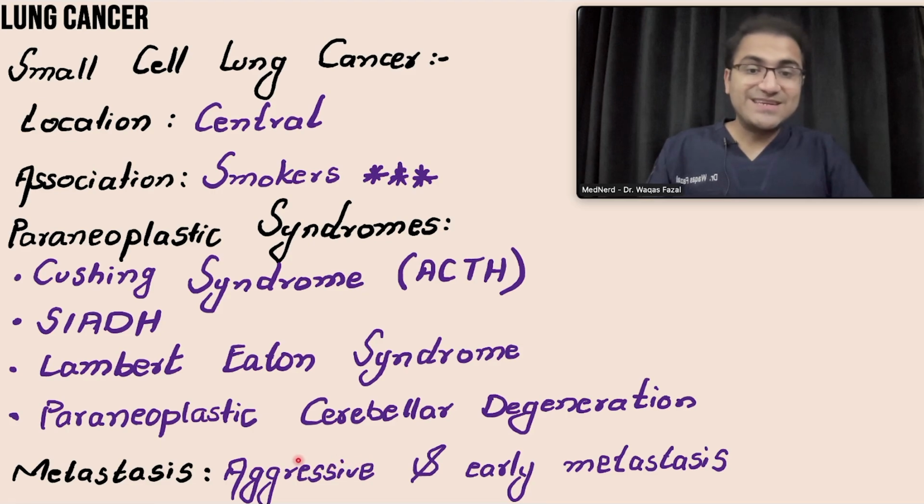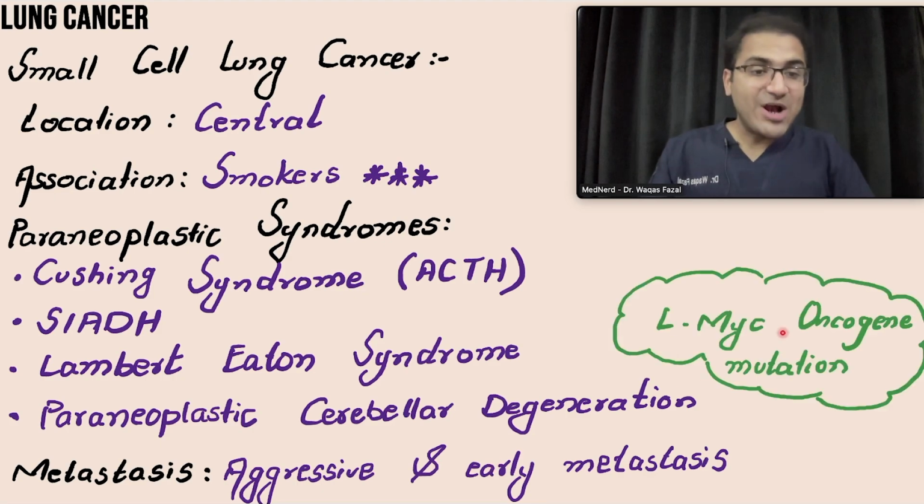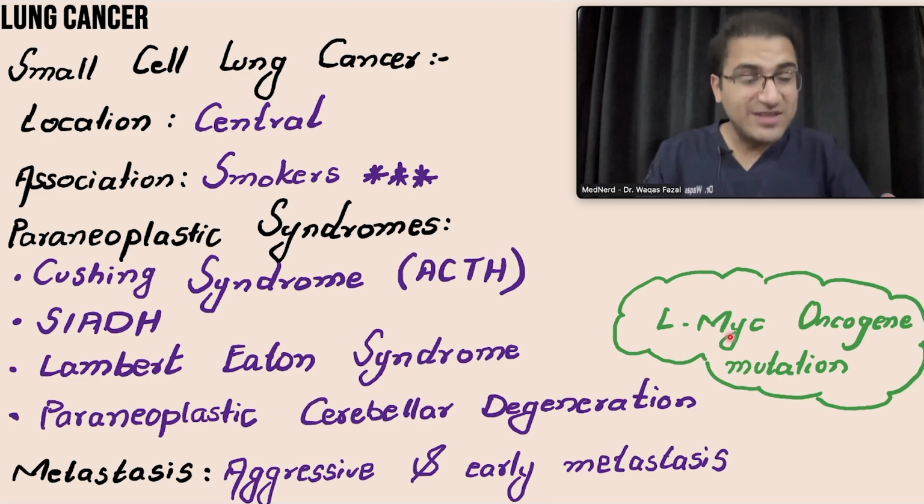Squamous cell lung cancer is a very aggressive tumor and it causes early metastasis. L-MYC oncogene mutation has been associated with small cell lung cancer. This is an MCQ point for USMLE step 1, where they will ask you that which type of oncogene is associated with small cell lung cancer.